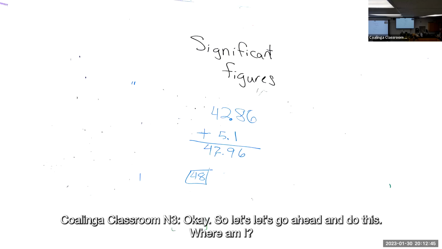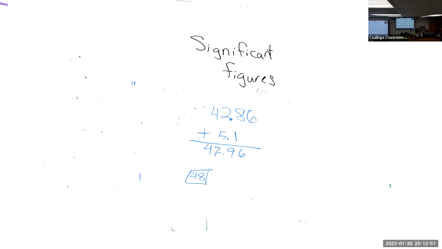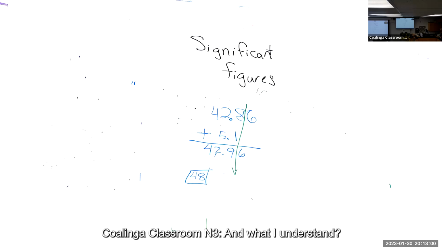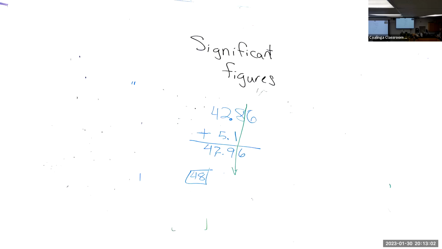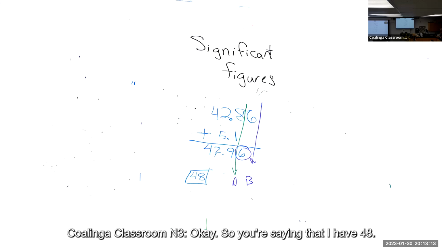Okay, so let's go ahead and do this. Where am I drawing my lines? Wait, so they're real bad or not? It's real bad, yeah. Behind the one on 5.8. Okay, so we're going behind the one and then behind the 6 as well. So this is A, this is B. Those are my headlines. 6 behind the A. Okay, and then you would round the 9 up to 10, and it carries. Okay, so you're saying that I have 48.0.